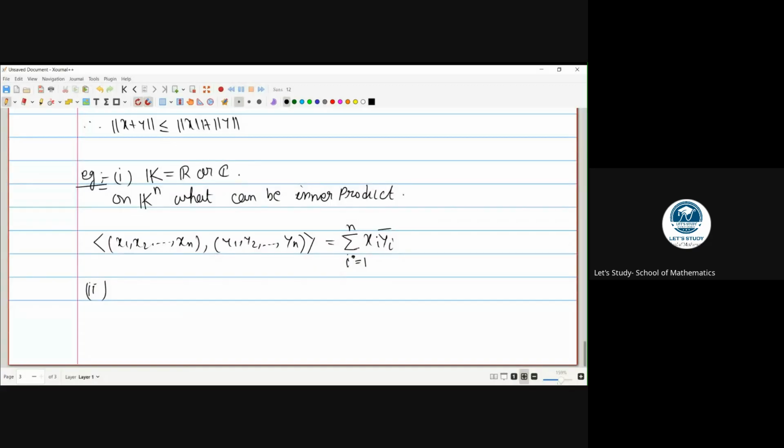Okay. The second example is basically L2. What is this? It is defined to be the set of sequences xn in K such that the summation of mod of xn square is less than infinity.